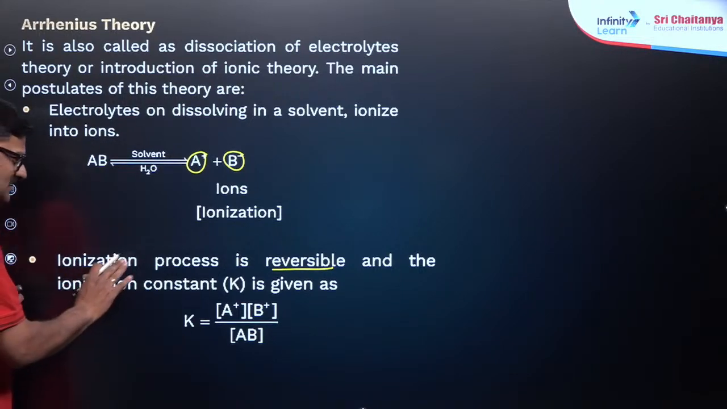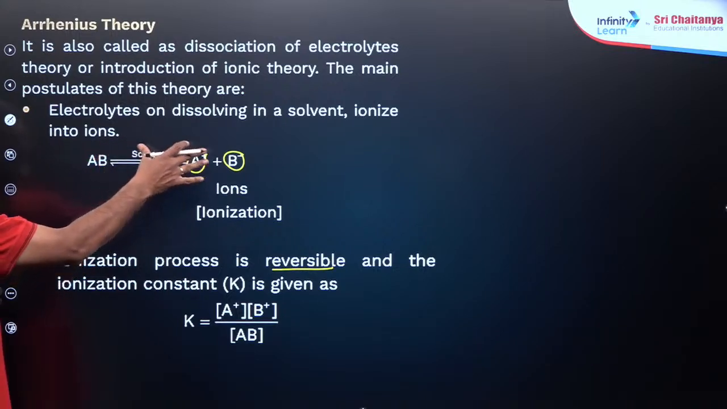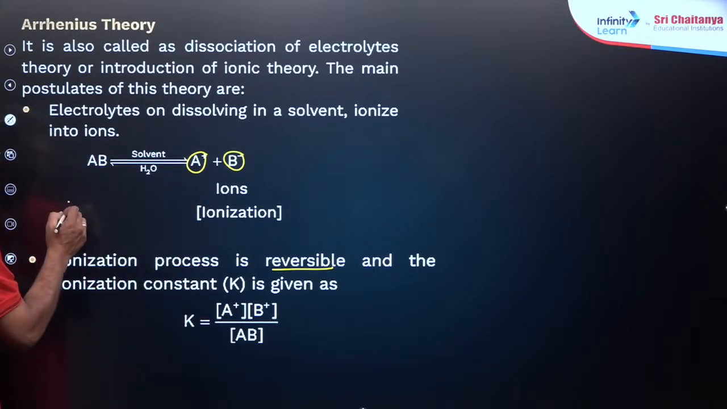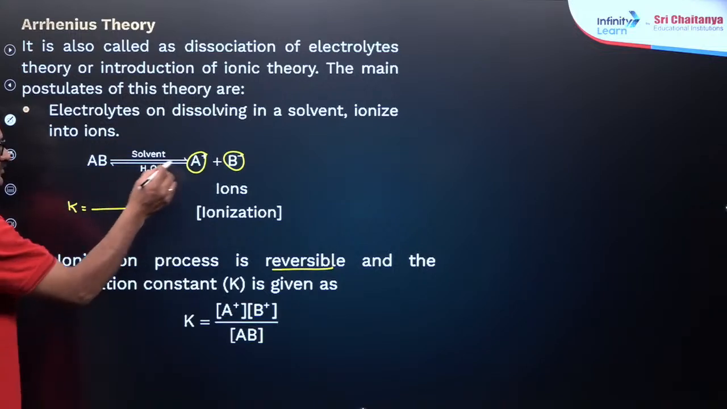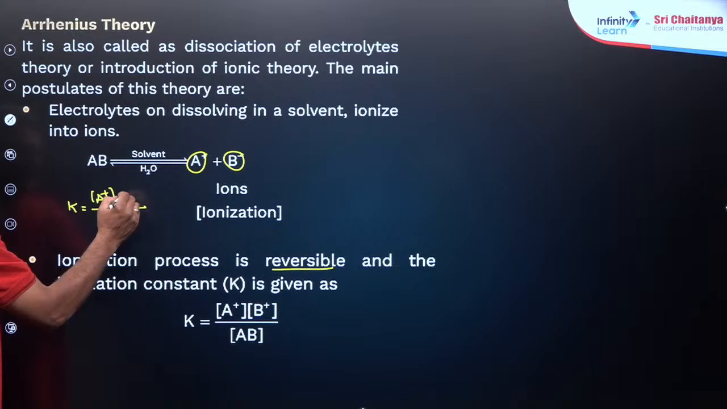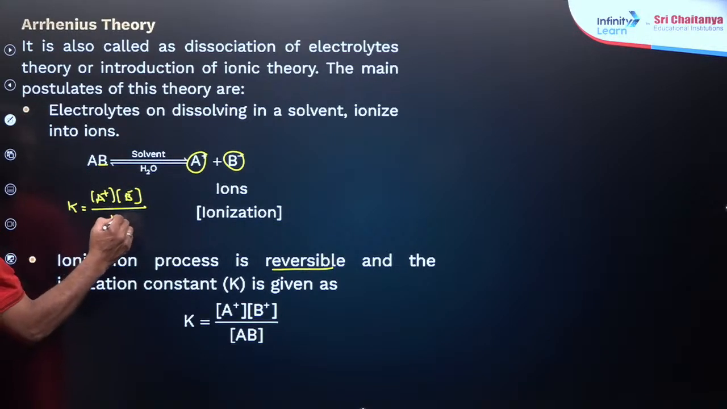And the ionization constant is given as follows. Let us apply the equilibrium constant. So by the equilibrium principle, K is equal to [A plus][B minus] divided by [AB].